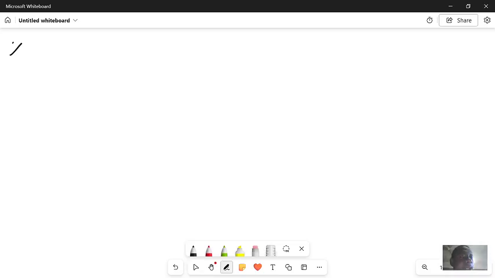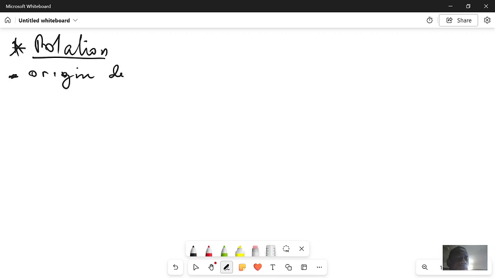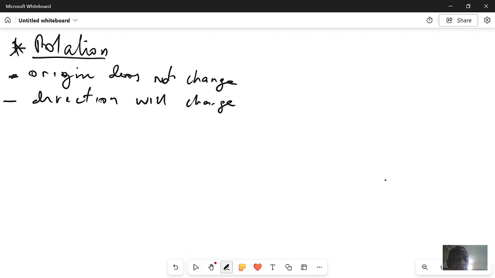Now we're going to see what happens when we transform the axes by rotation. In rotation, the origin does not change, but the direction will change. The direction will change. Let's see.